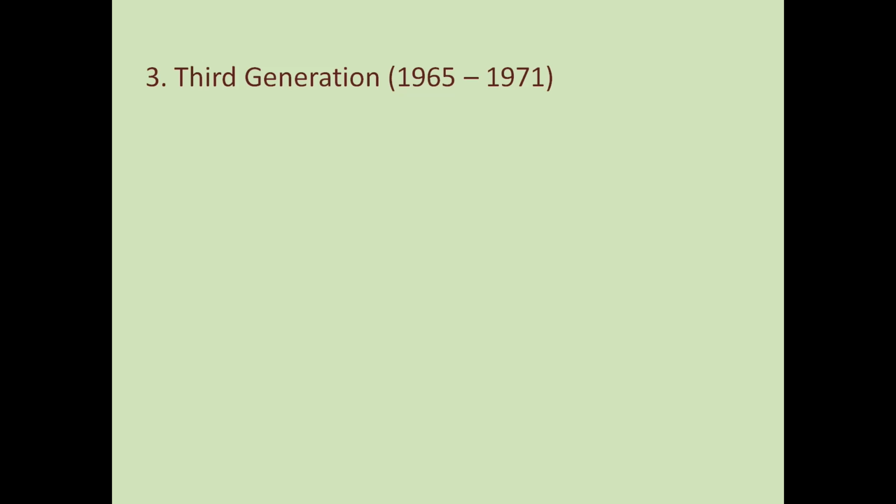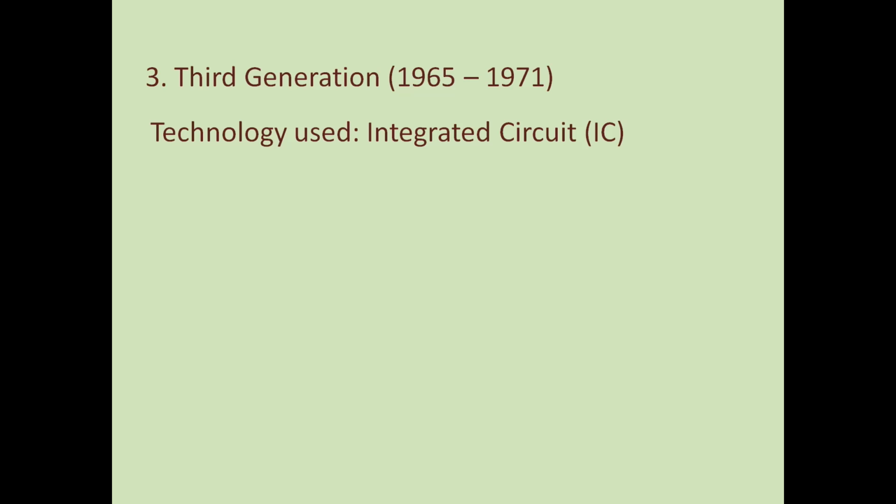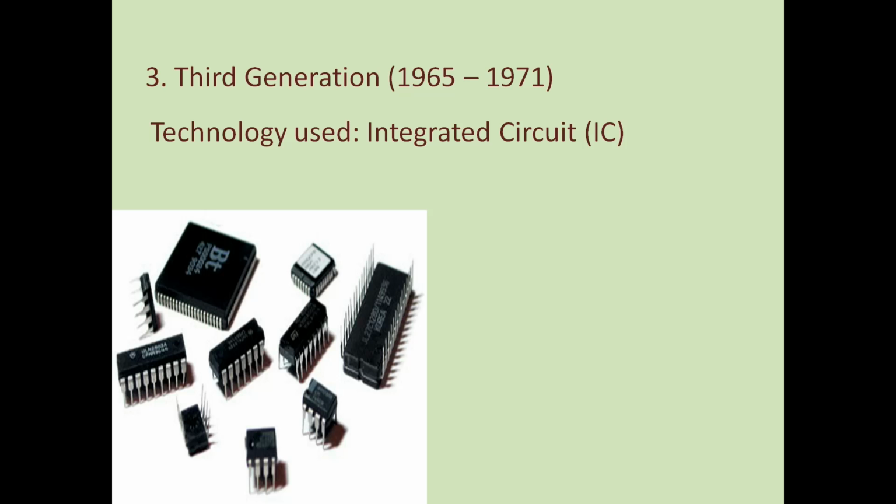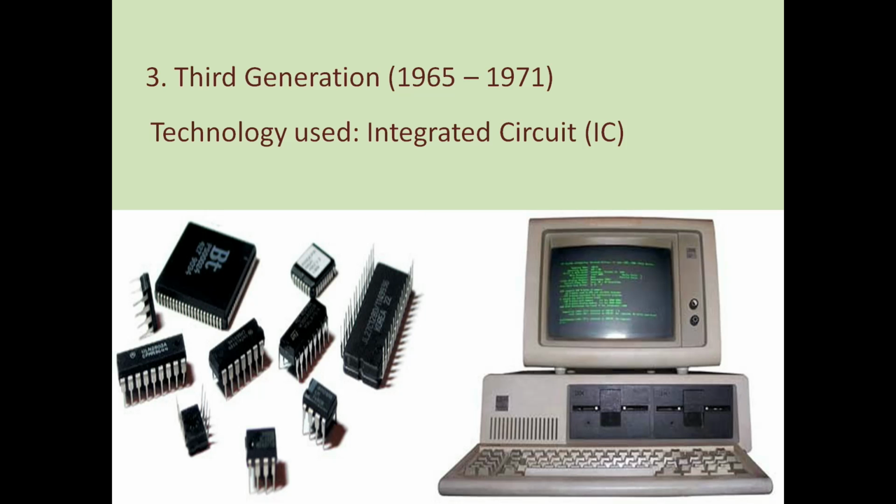The next generation is the third generation and the time period ranges from 1965 to 1971. The technology used was the integrated circuit. These are the images for the integrated circuit and the third generation computer. Here the development of the integrated circuit was the hallmark of the third generation computer.